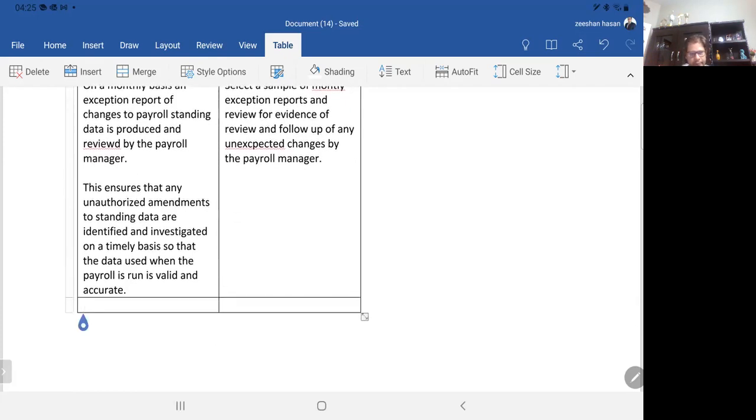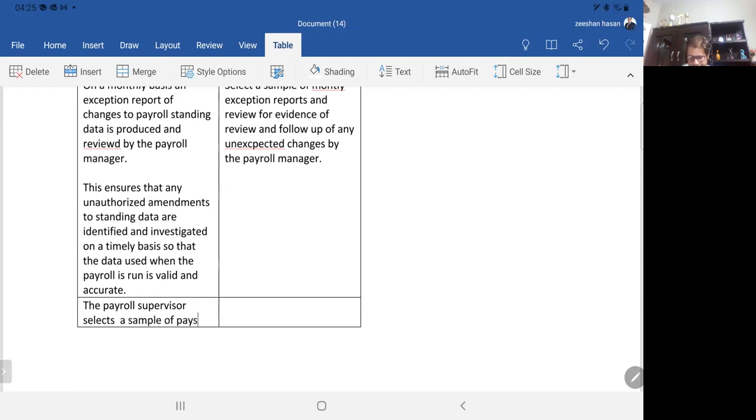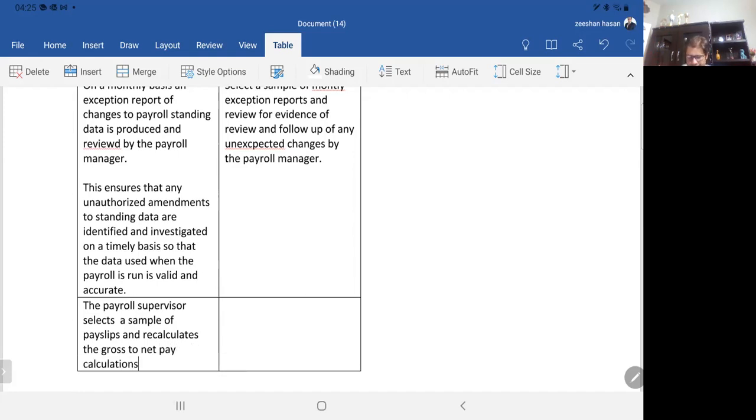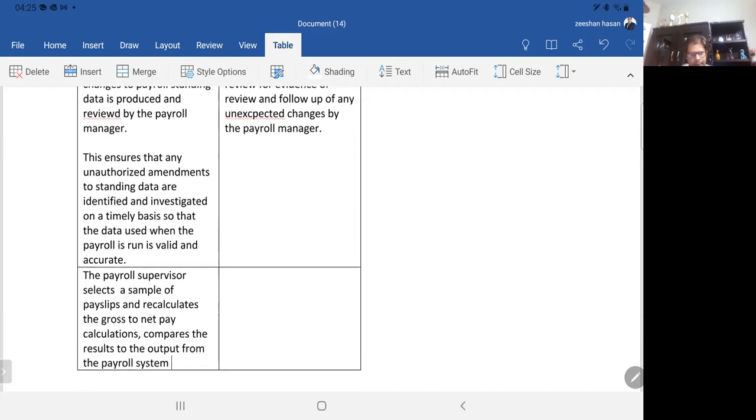Now the fourth one. The payroll supervisor selects a sample of payslips and recalculates the gross to net pay calculations. Compares the results to the output from the payroll system and investigates any discrepancies.